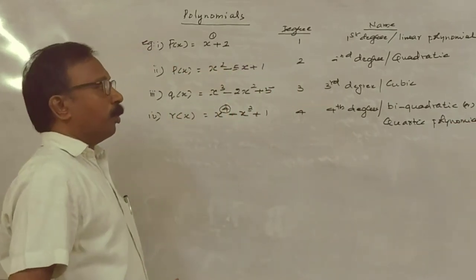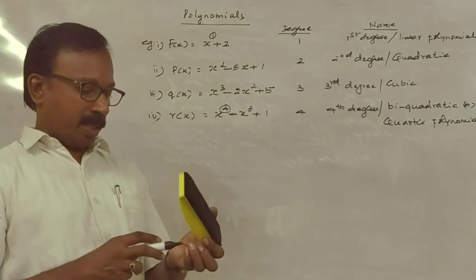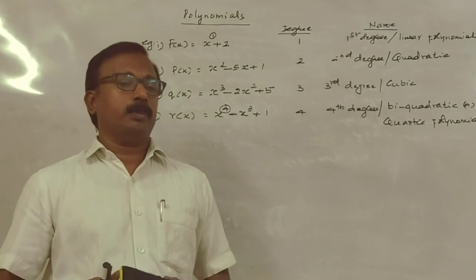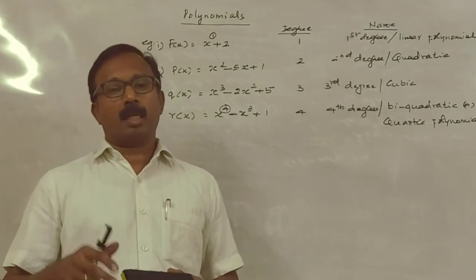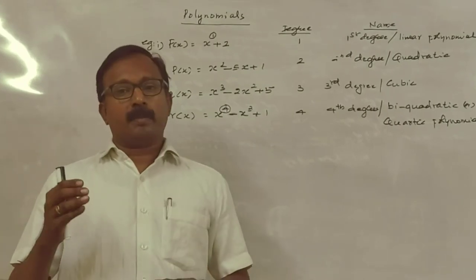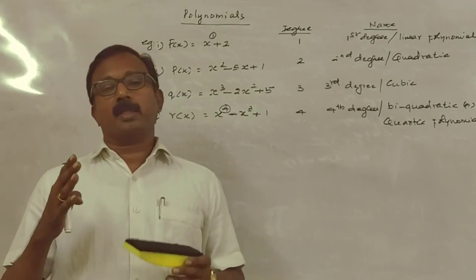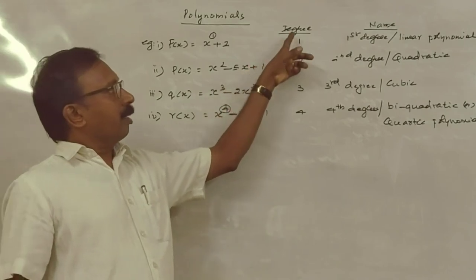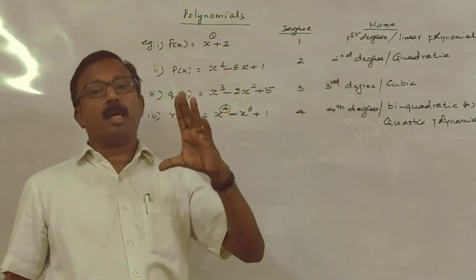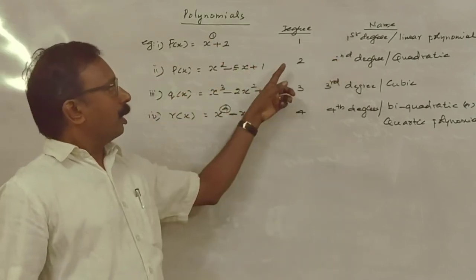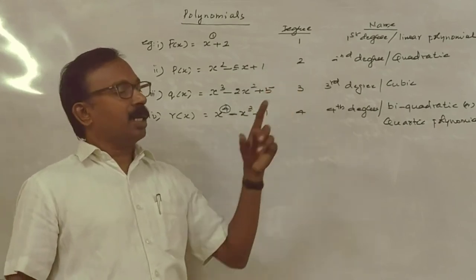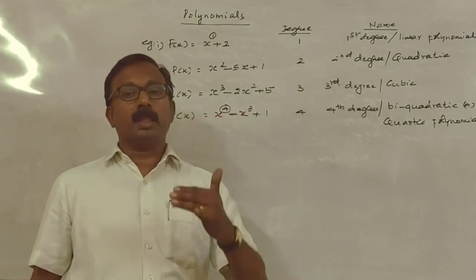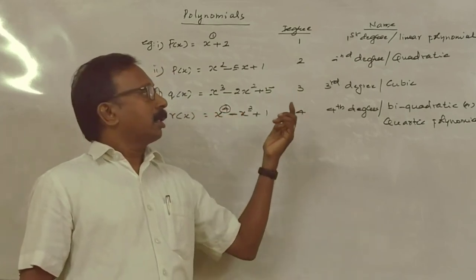Right. Polynomials are named based on their degree. Degree 1 is first degree, also called a linear polynomial. Degree 2 is second degree, called quadratic. Degree 3 is third degree, called cubic.